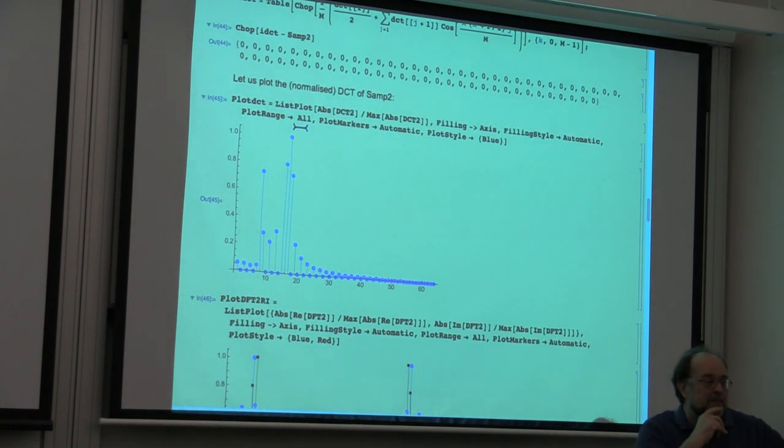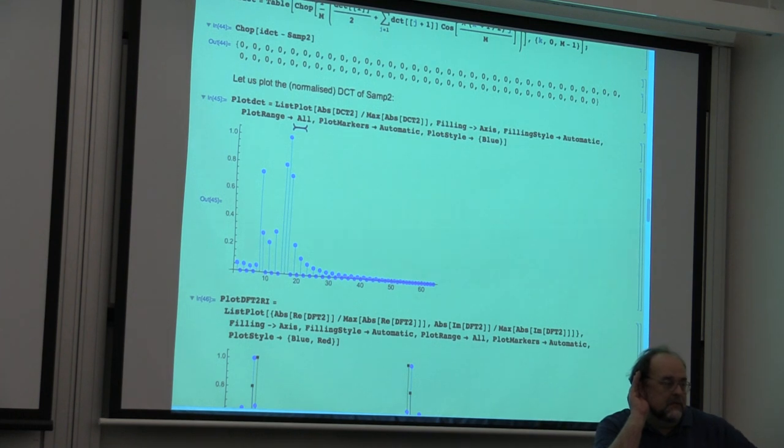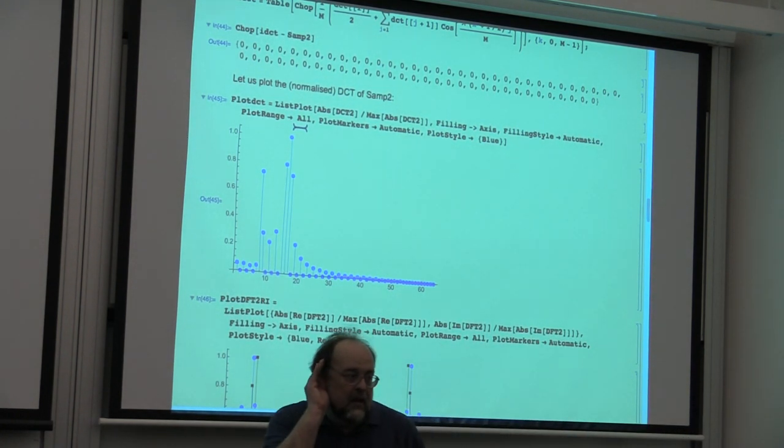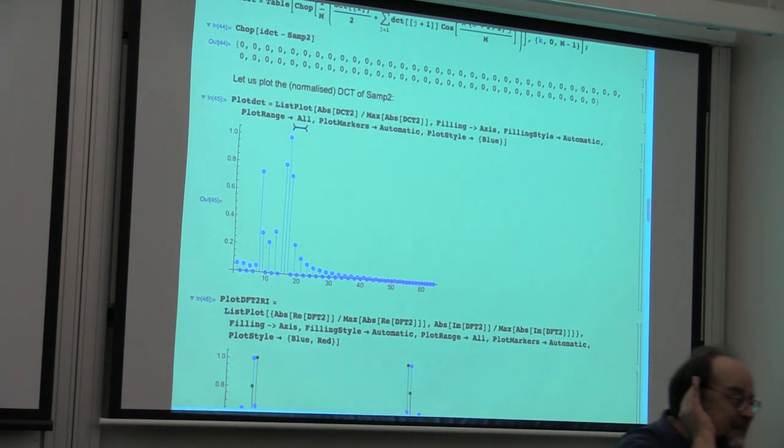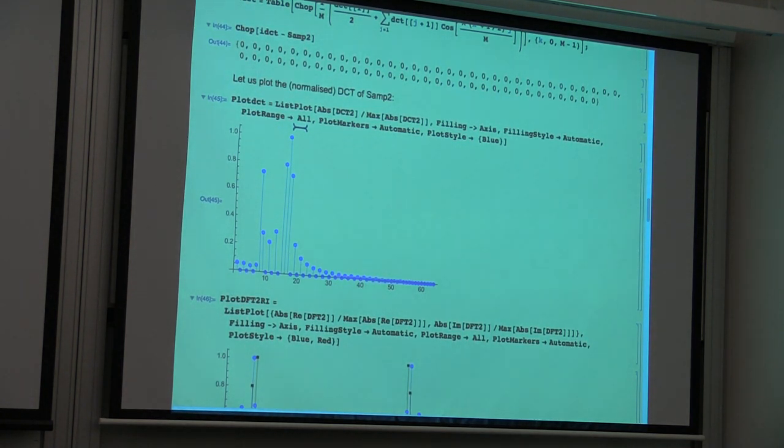Yes? I think I missed it. Why do you need to multiply some by half at the very start? So say it again. For the inverse cosine transform, we're multiplying the first one in each row of color by half, and it's the same for the one dimensional case. Why do you do that?